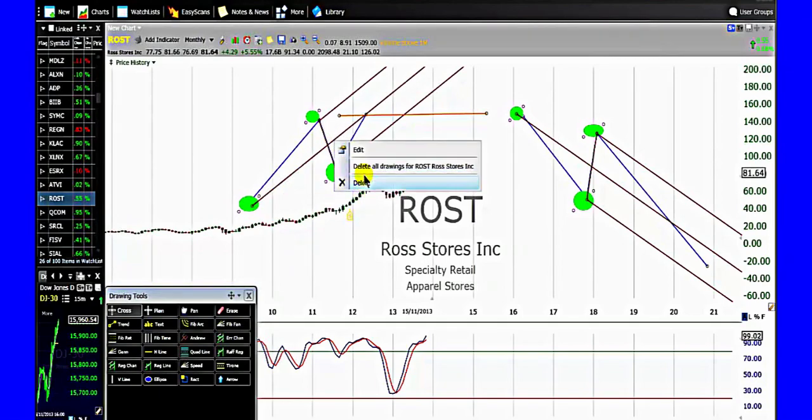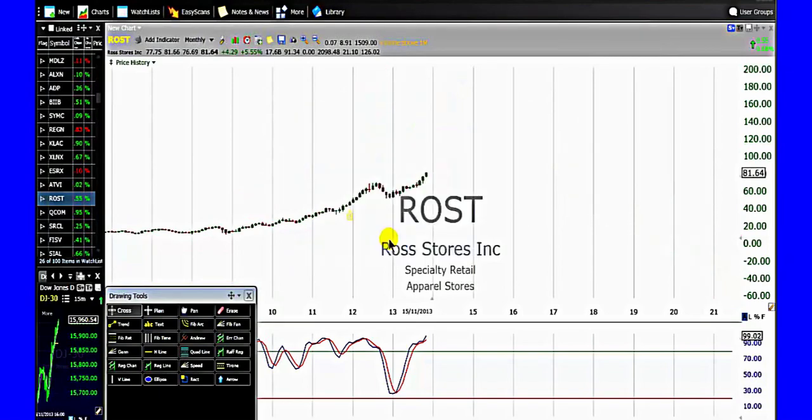I'm going to show you now. Enough of my blah blah blah. Hope you like it. So I'm going to remove all my drawings and we're going to look at a real chart.